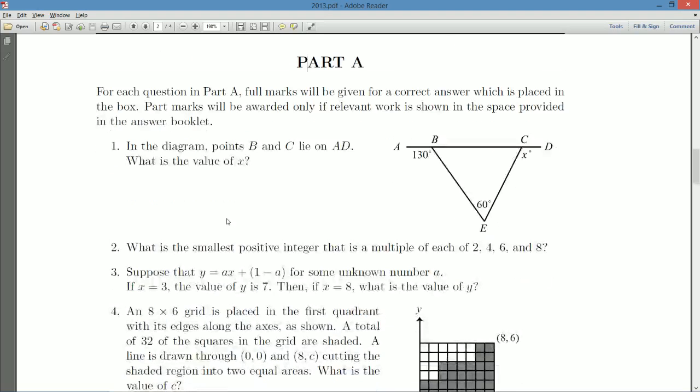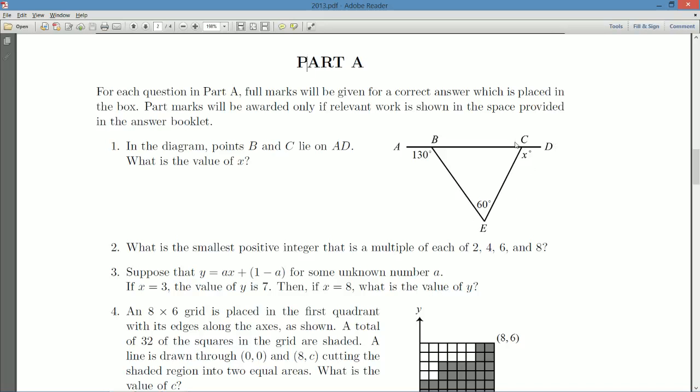So, part A, we just need the final answer for this part. Let's take a look at question number 1. In the diagram, points B and C lie on the line AD. What is the value of x? Okay, so we have a diagram over here. We've got some information. ABE, that angle is 130 degrees. BEC, that internal angle there, that's 60 degrees. And ECD, that is x degrees. We're asked to find the value of x.